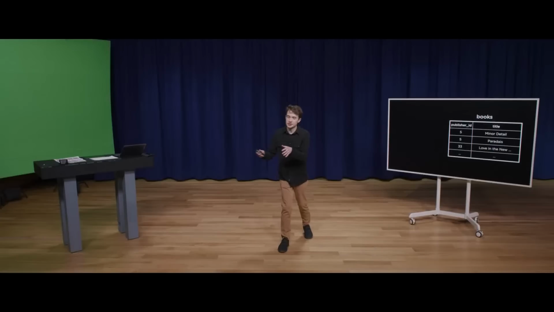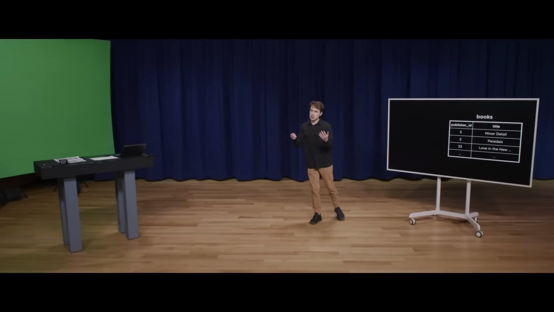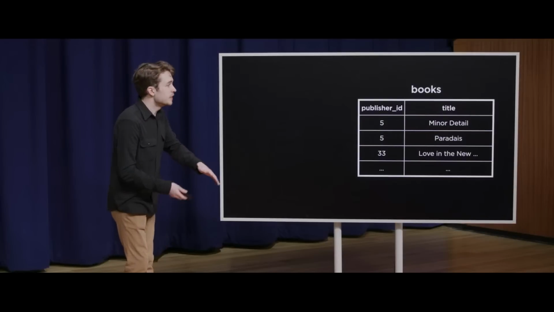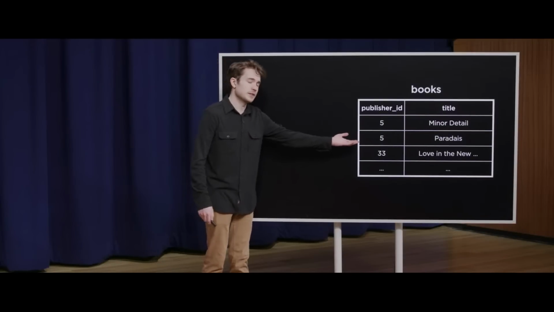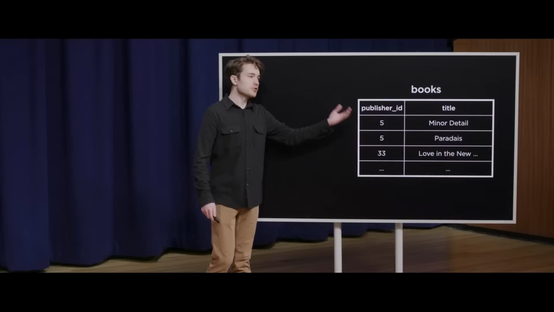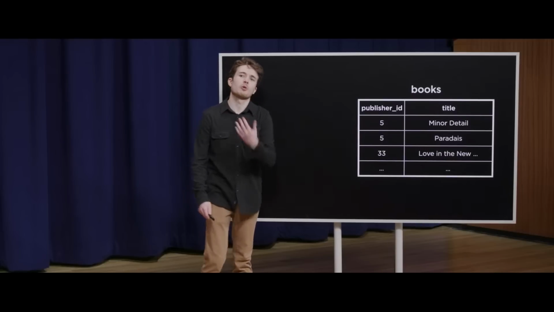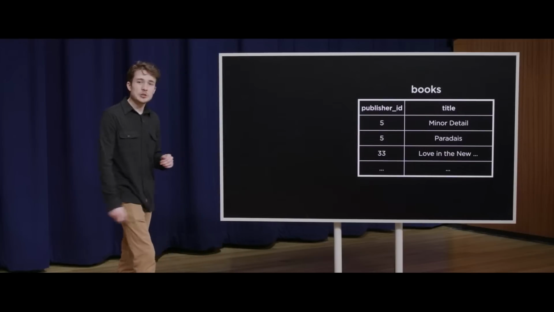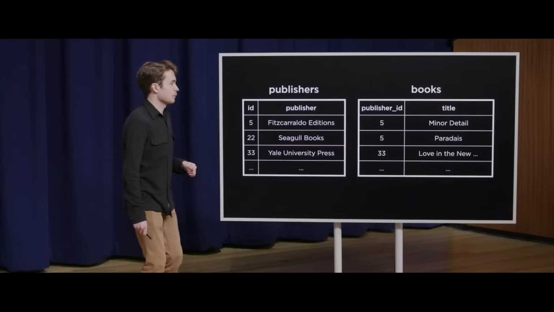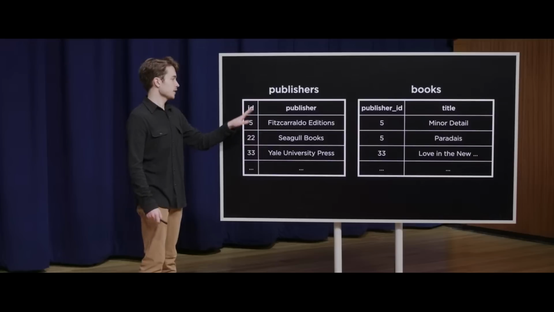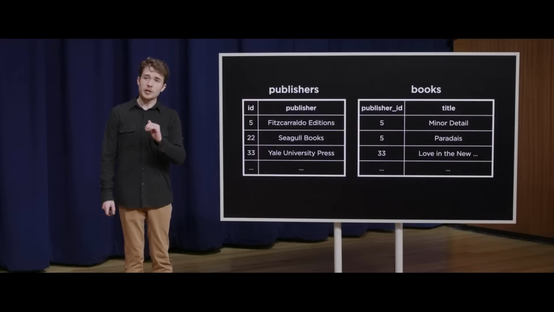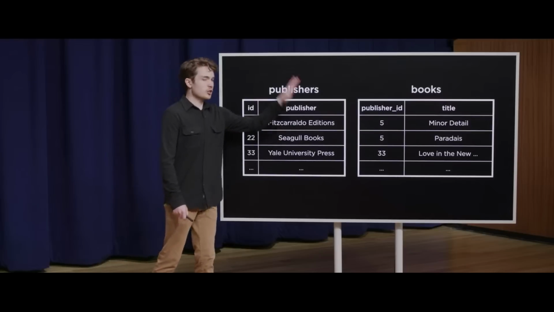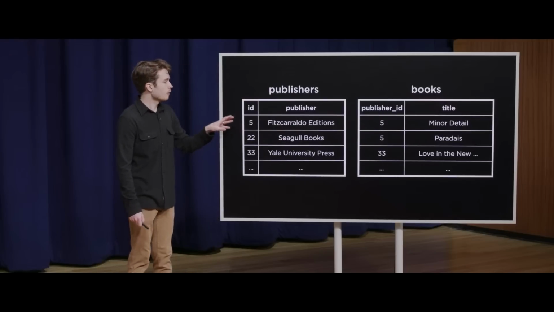Yeah, good observation. So I want to find the books that are published by Fitzcarraldo Editions. And as you noted, well, there's no publisher name. There's just the ID. So I need to have some way of knowing what these IDs correspond to. And thankfully, I do have a way of knowing that. I have a table called publishers, and this has a column called ID and a column called publisher. And what do I notice? Well, I notice that Fitzcarraldo Editions has the ID of 5.